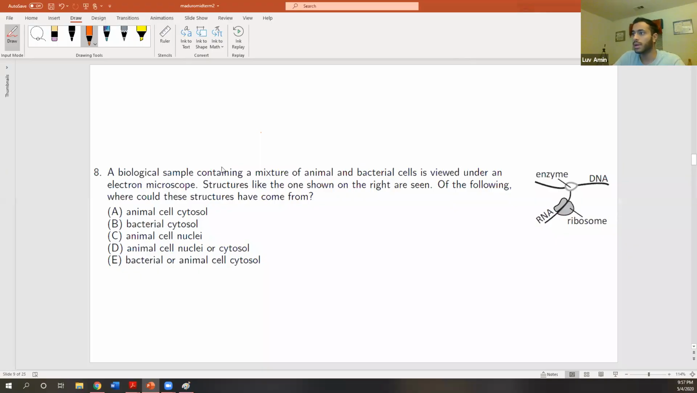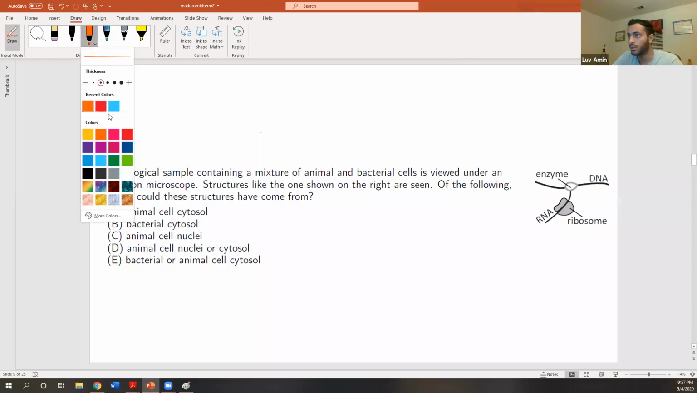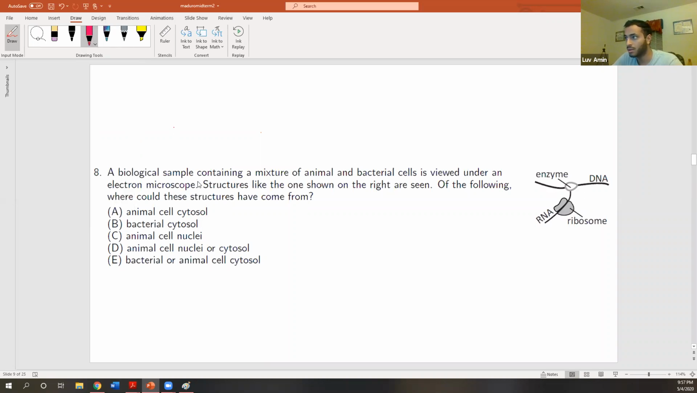Okay, so number 8 is saying we have a biological sample containing a mixture of animal and bacterial cells, all right? So remember prokaryotes and eukaryotes, and it's viewed under a microscope. Structures shown on the right are seen. Of the following, which of the structures have come from?